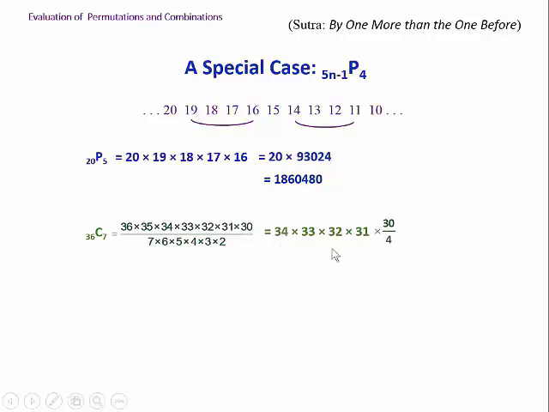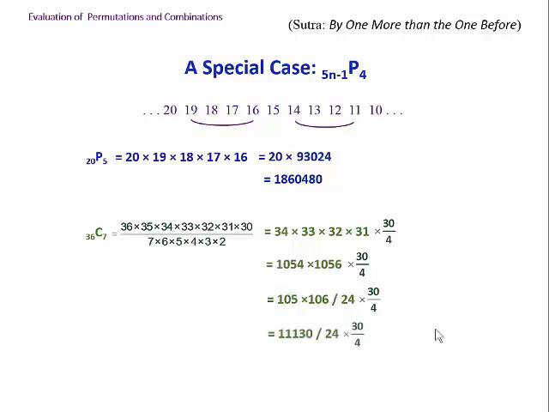So we work this out. Let's take the product of the outer pair. That's 1054, and so the other number is 1056 times 30 over 4. So we've got 105 times 106 times the 24 times the 30 over 4. Obviously we use base multiplication on this. 1113024 times 30 over 4. So it's easy enough to multiply by 30 and divide by 4.